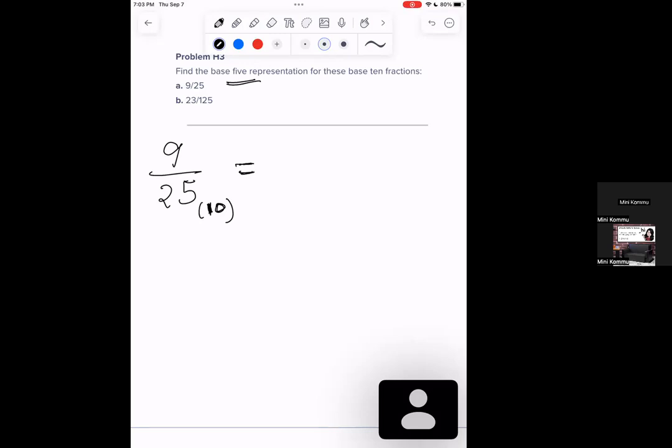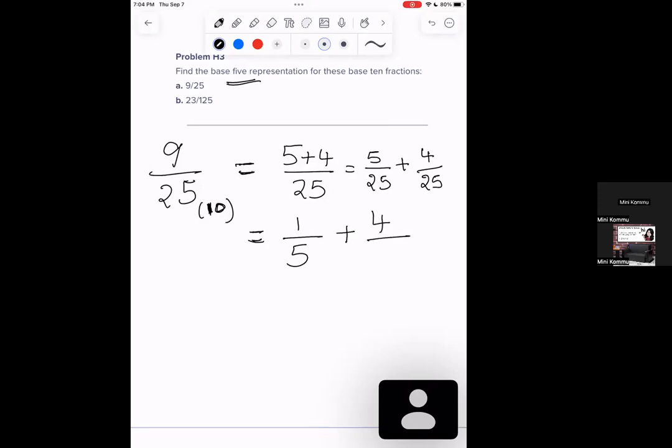All right. So 9 can also be written as 5 plus 4, correct? So I can write this as (5 plus 4)/25, correct? Now I can write this as 5/25 plus 4/25. Why? Because when the denominators are the same, you'll add the numerators. So you have 5/25 plus 4/25, correct? Now, 5/25 can also be written as 1/5. I just reduced the fraction. Plus 4/25 can also be written as 4/5 squared.